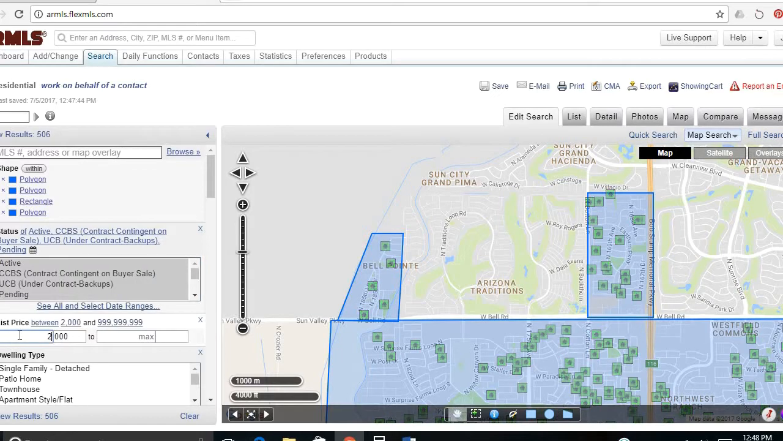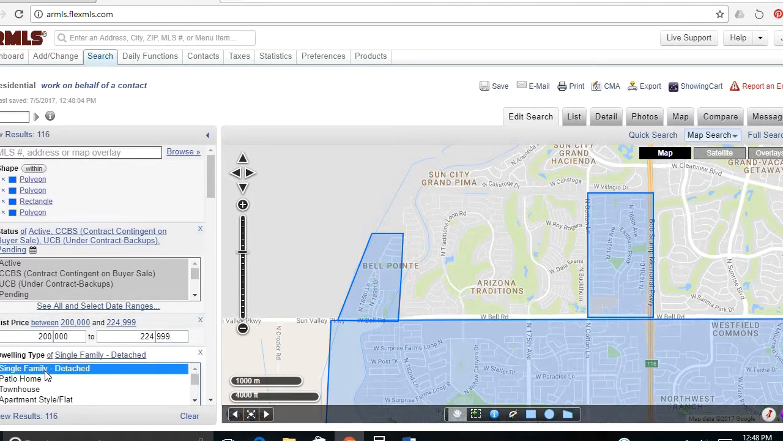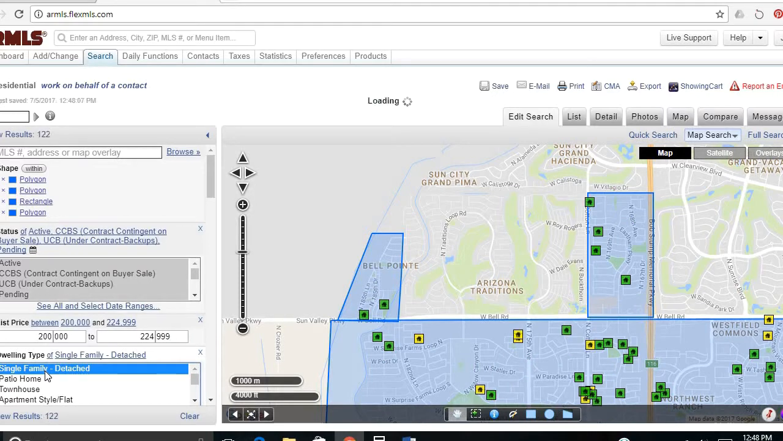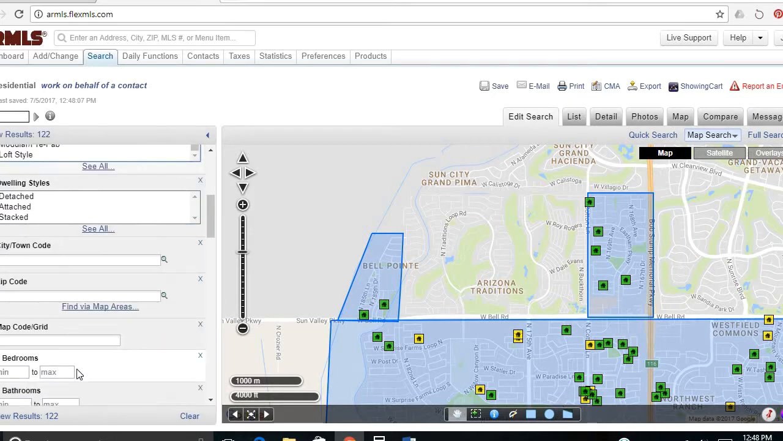The only other criteria I'm going to add in is our price point. So we're going to start with 200 to 224,999. You can put in single family detached if you're doing a large area that you know has condos and townhomes. Outside of that, no other criteria. Not even year, like not 15 year, nothing. Because again, we're only looking at supply and demand of the market. We only want to get into specific criteria when we're looking at comparables.